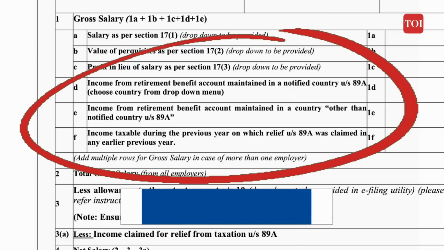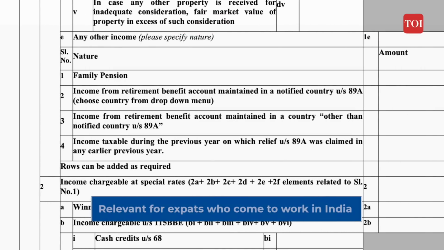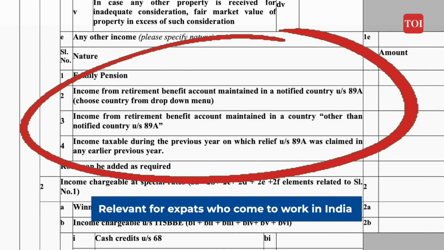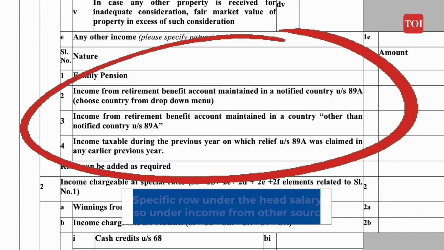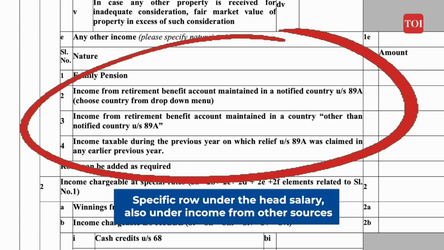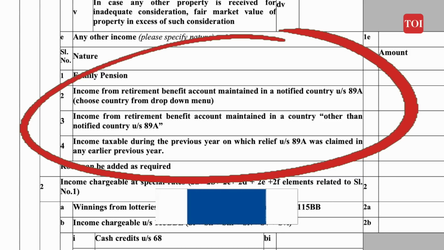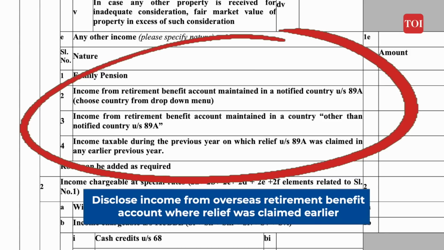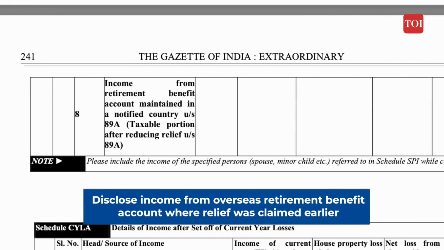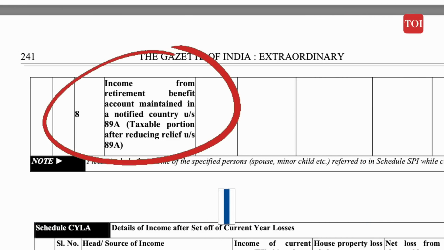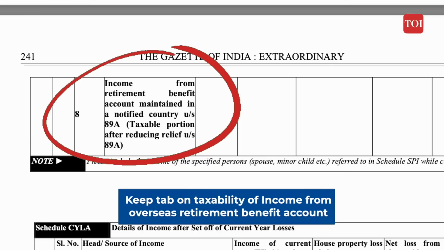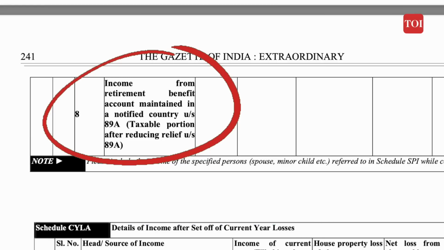So this is typically applicable for any expats who come to work in India and who have these overseas retirement benefit accounts. The new tax return forms now include a specific row under the head salary and also under income from other sources, basically for disclosing income from such overseas retirement benefit account in respect of which relief was claimed in the past years. This amendment is pursuant to the clawback provisions of the income tax laws, which provide that income from overseas retirement benefit account on which tax relief is claimed in past years will become taxable in the year in which the individual becomes a non-resident.